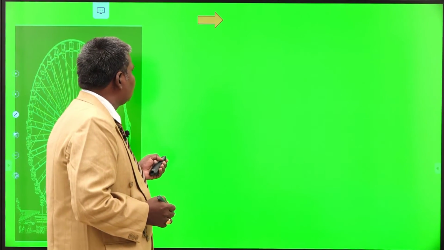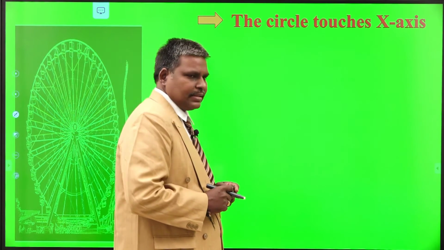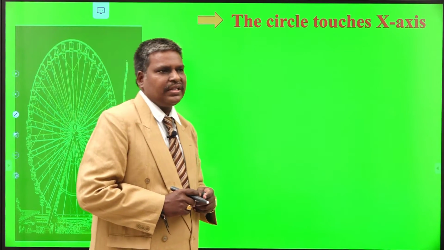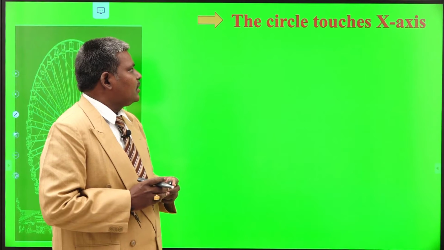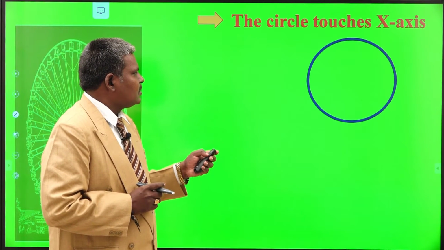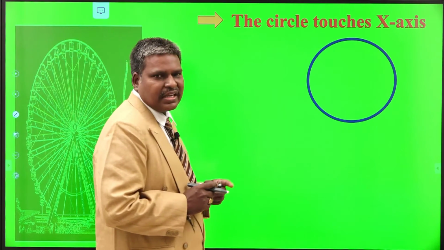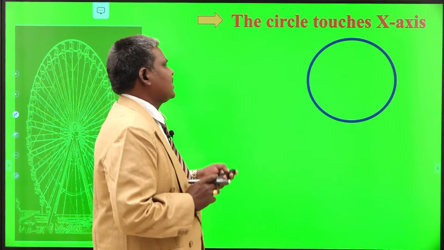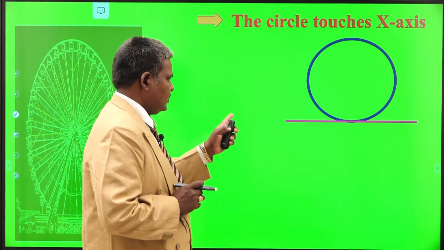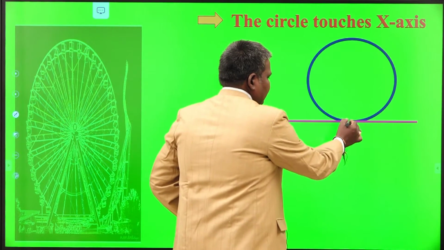See this one. The circle touches x-axis. We are going to find the equation of circle in the form touches x-axis. See here, this is your circle. What is the role of the circle here? Touches x-axis. This is x-axis, touches the circle at this point.